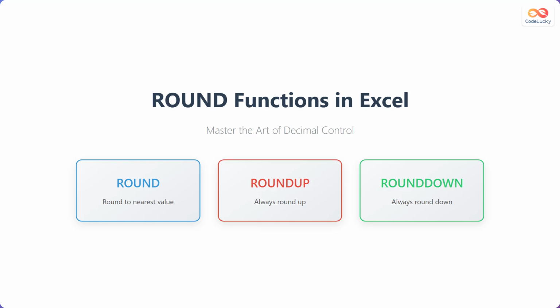In this video, we will explore the round functions in Excel. Rounding is an essential skill for anyone working with numerical data, and Excel provides three powerful functions to help you control decimal precision: ROUND, ROUNDUP, and ROUNDDOWN. The round functions let you master the art of decimal control in Microsoft Excel. We'll explore each function and how they can be used effectively.